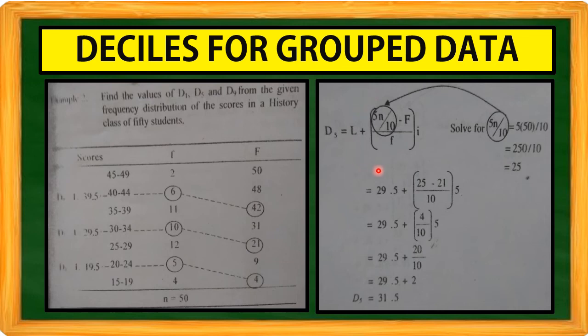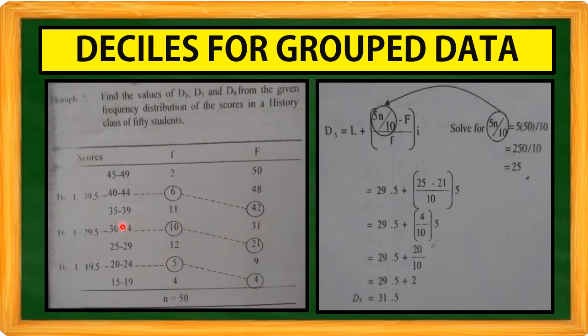Decile 5, kaparehas lang po. Iba lang yung fifth decile po to. So gagamitin natin dito is 5n instead of n. So 5 times 50 divide 10 is equal to 250 divide 10. 50 divide 10 is 25. So saan nagpo-fall yung 25? So andito po siya sa 31.